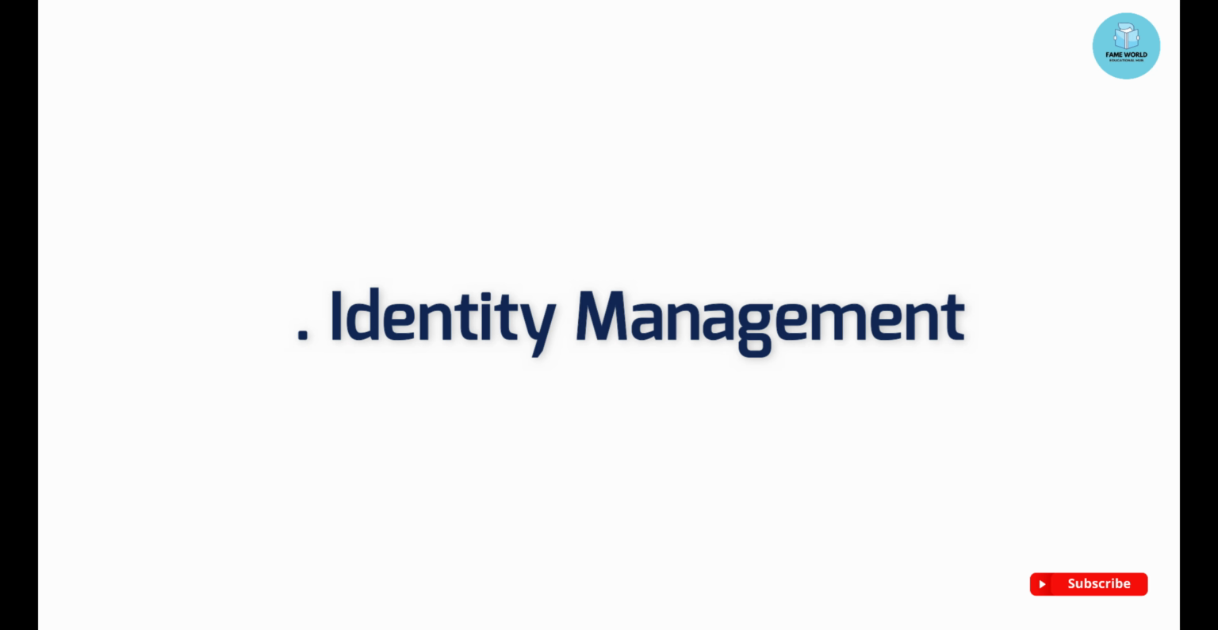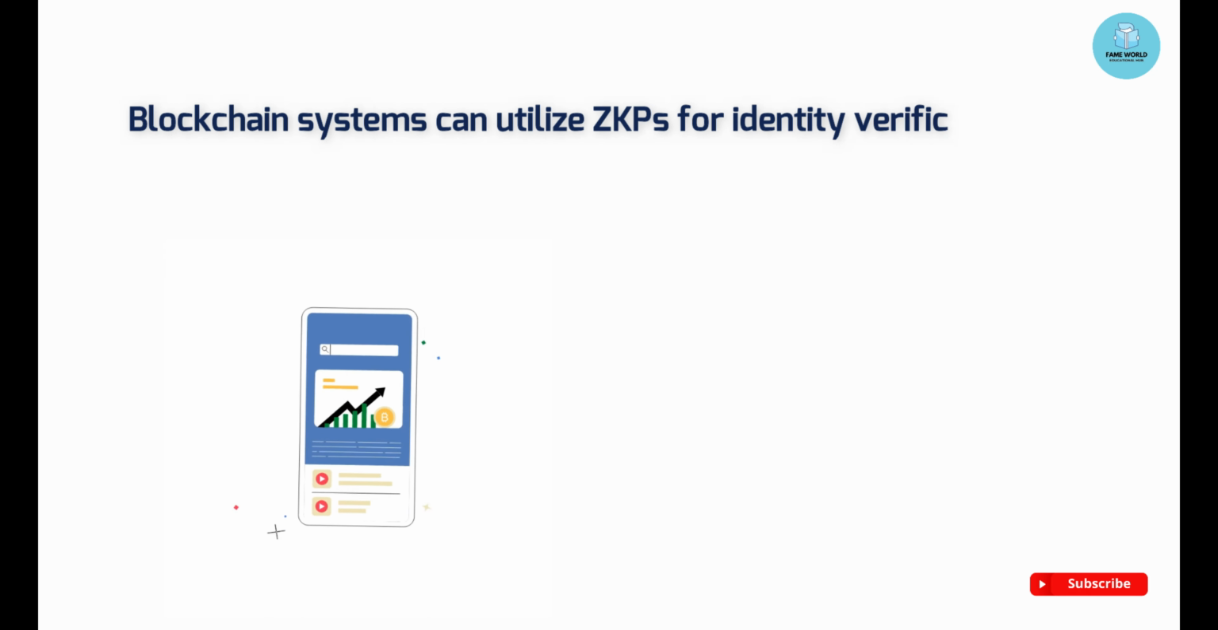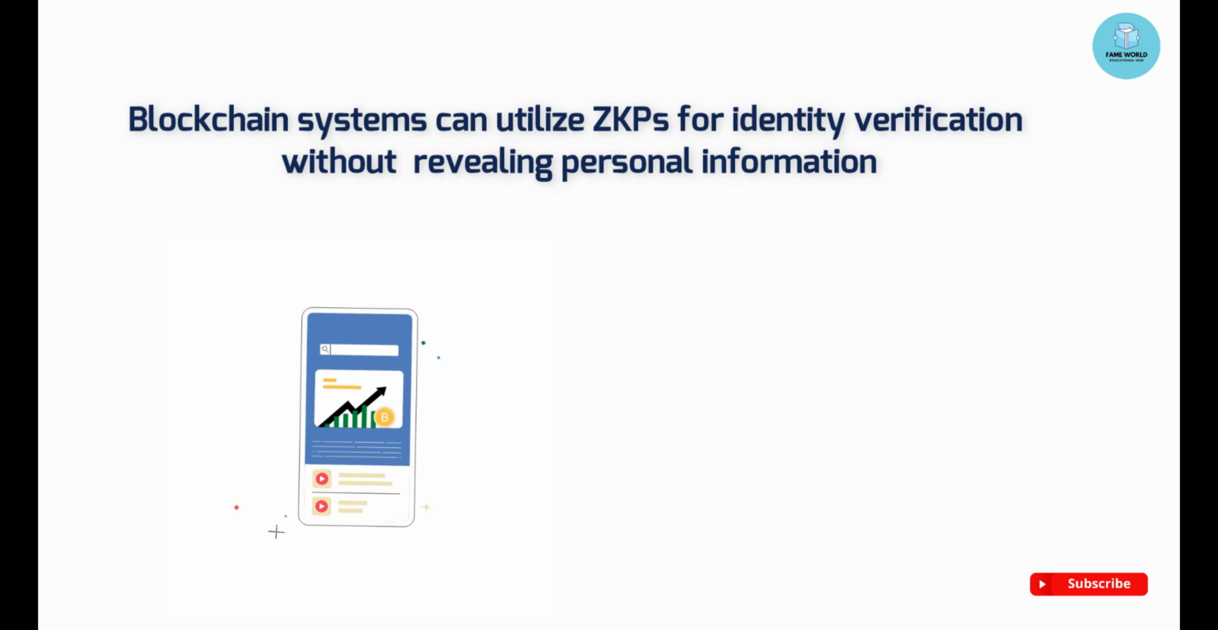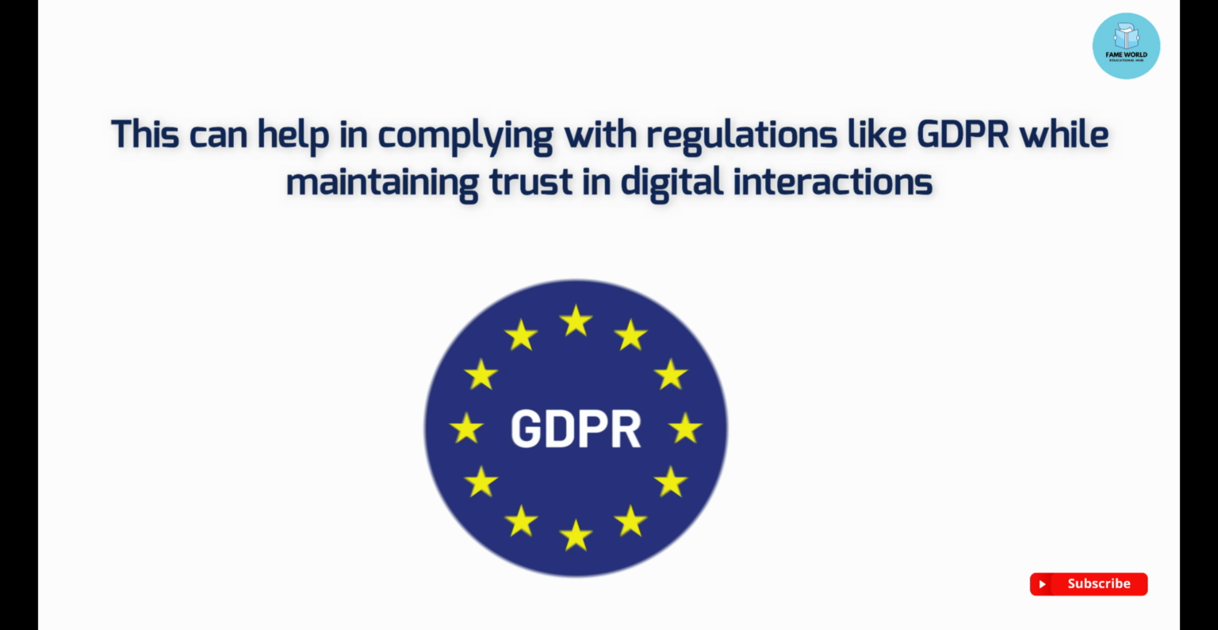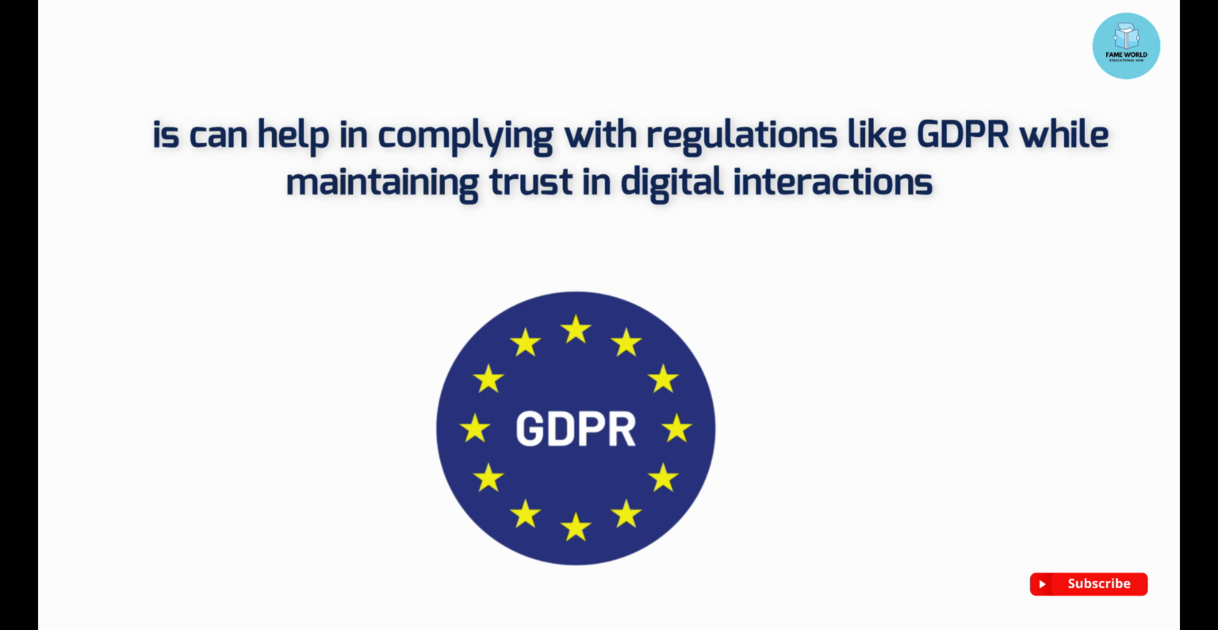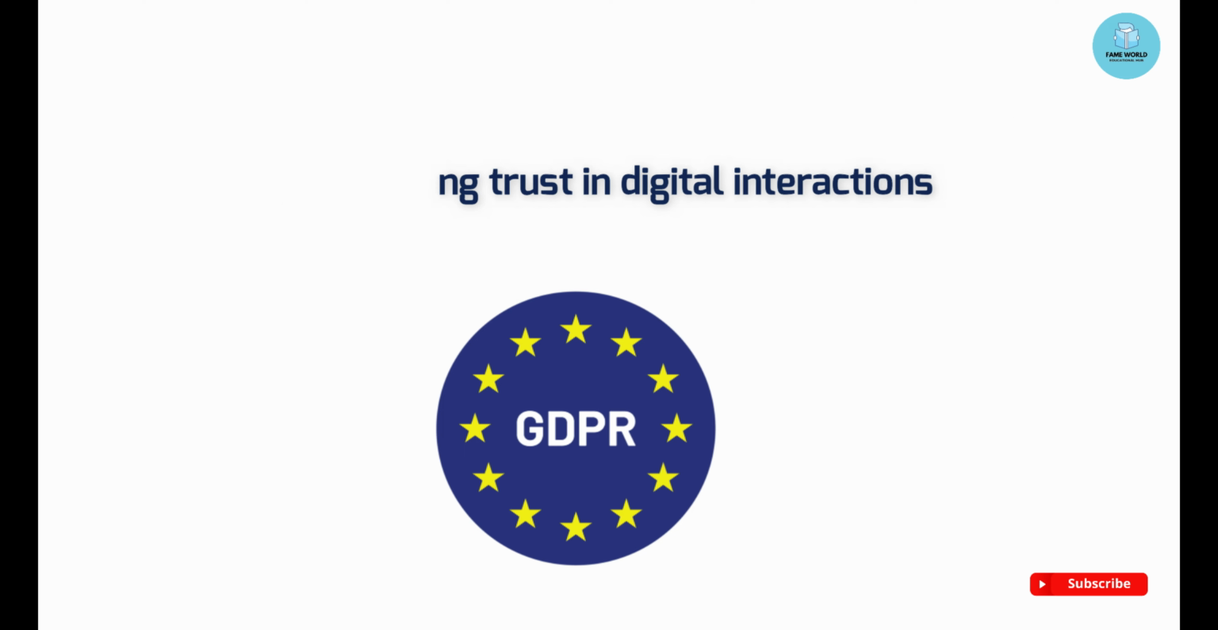Number 4. Identity management. Blockchain systems can utilize ZKPs for identity verification without revealing personal information. This can help in complying with regulations like GDPR while maintaining trust in digital interactions.